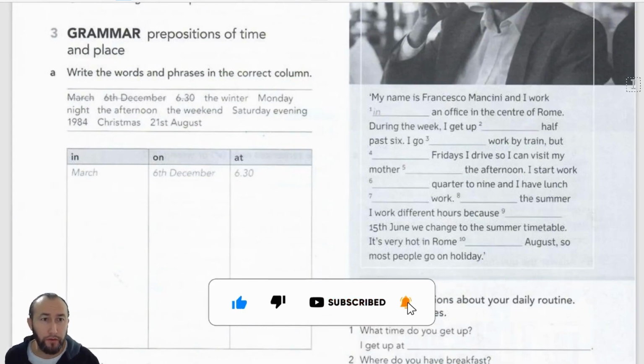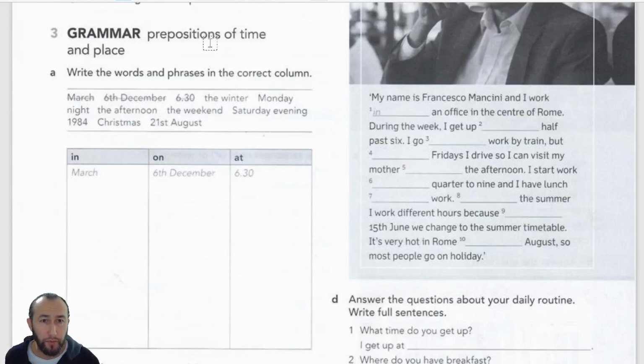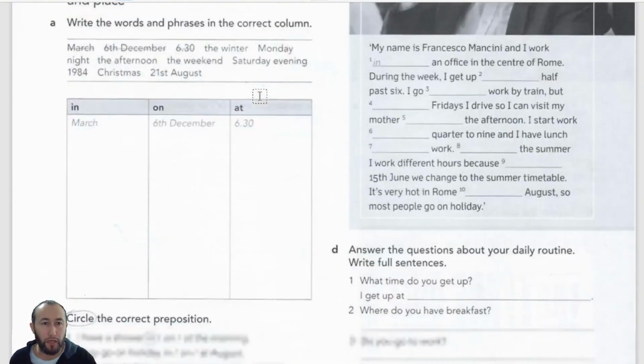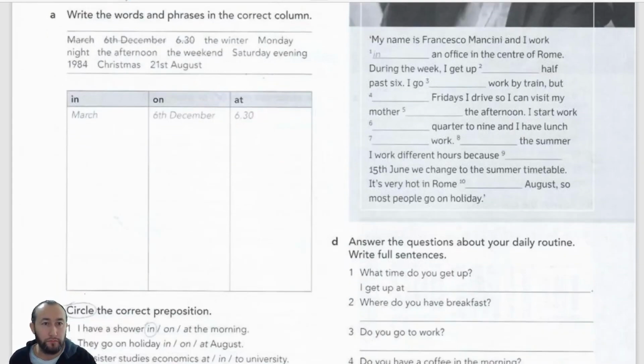So now we're going to start with exercise 3, grammar, preposition of time and place. A is asking us to write the words and phrases in the correct column. Okay, let's do that. March is month, so in March. Months come with in, right? In March, in August, in September, in October, whatever. The 6th of December, that's date, so that goes with on. On the 6th of December, on the 5th of August, on the 25th of May, and so on, guys.